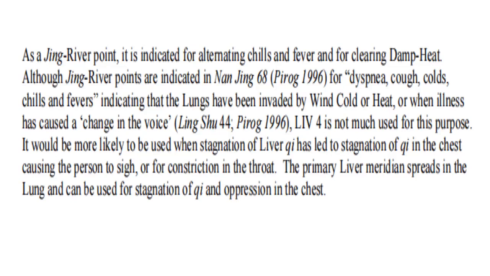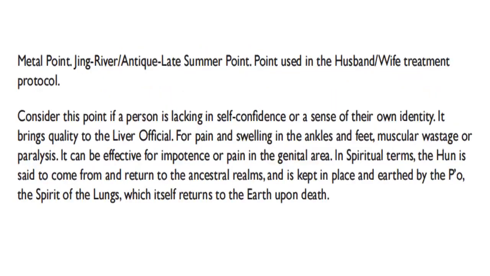It would be more likely to be used when stagnation of liver qi has led to stagnation of qi in the chest, causing the person to sigh, or for constriction in the throat. The primary liver meridian spreads in the lung and can be used for stagnation of qi and oppression in the chest. Metal point, Jing-River, antique late summer point. Point used in the husband-wife treatment protocol.